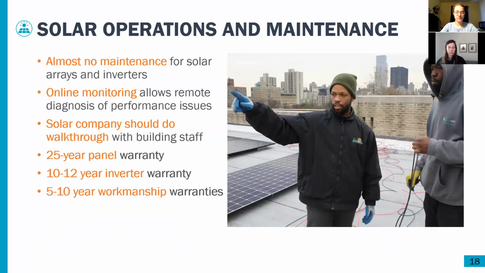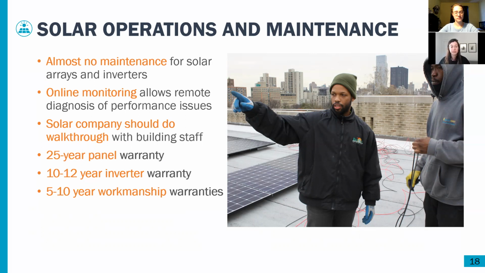So in terms of operations and maintenance, solar is very low maintenance. There's typically online monitoring that comes with solar panels that allows for remote diagnosis of any issues as they come up. We always recommend that building staff check on the solar panels every once in a while, but any real issues that happen, you're going to be able to see through that online monitoring. And we recommend that once a solar system gets installed, the solar company should really do a walkthrough with the building staff so they can show them the ropes and the different components.